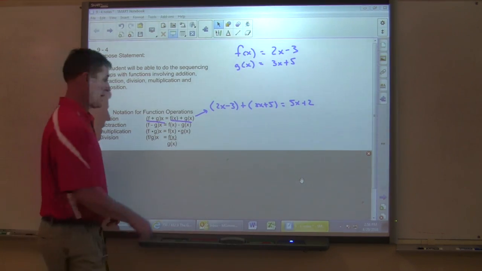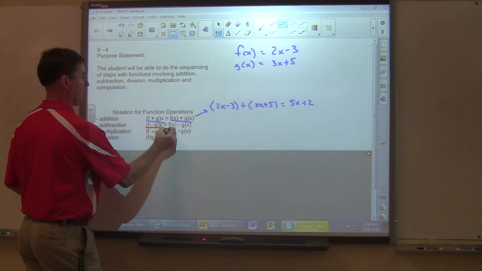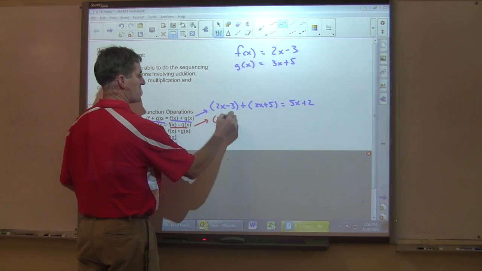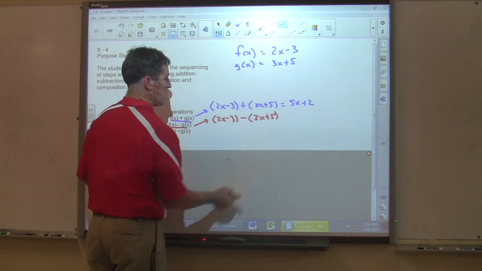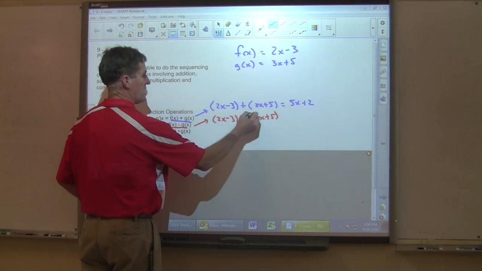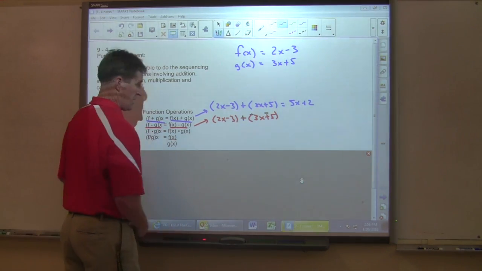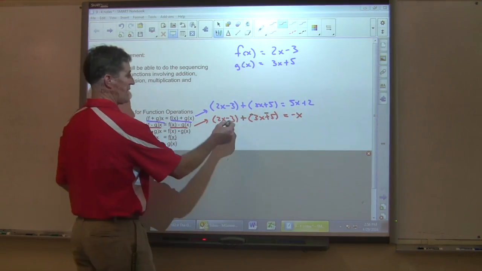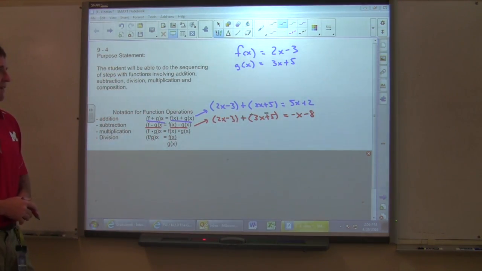No change. If I take the second one, f minus g of x, which again can be written that way, that would be 2x minus 3 minus 3x plus 5. Now remember, when we do subtraction, we want to change it to addition and change both signs. So now 2x plus a negative 3x is a negative x, and negative 3 plus a negative 5 is a negative 8. And so we get negative x minus 8.